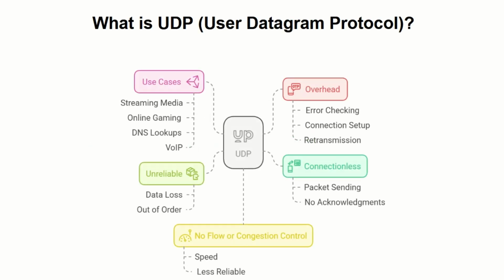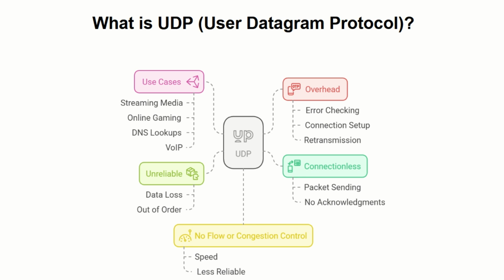Now let's see what UDP is. Basically, UDP is the User Datagram Protocol. It's connectionless and unreliable, unlike TCP, with no flow or congestion control. Since it does not require error checking, connection setup, or retransmission of lost packets, this results in faster communication.